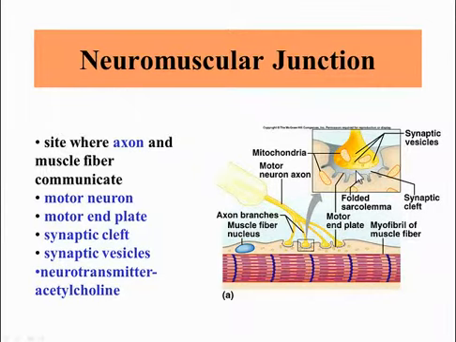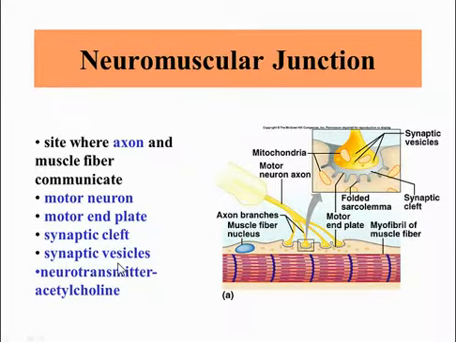It's a space. It also allows for the movement of this chemical when it is released from the synaptic vesicles out of the synaptic knob, the end of the axon, through the synaptic cleft, through that gel, and to the receptors found on the folded sarcolemma. Depending on what kind of chemical is released will determine what happens with this muscle, whether it's going to contract or not contract.